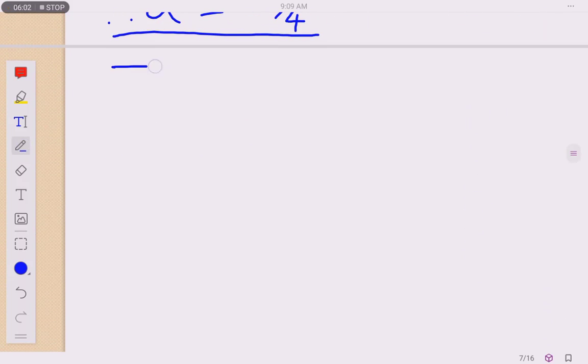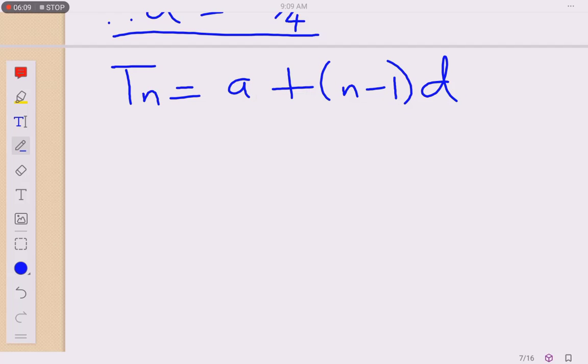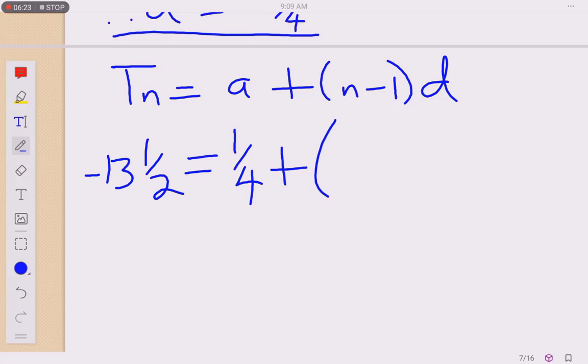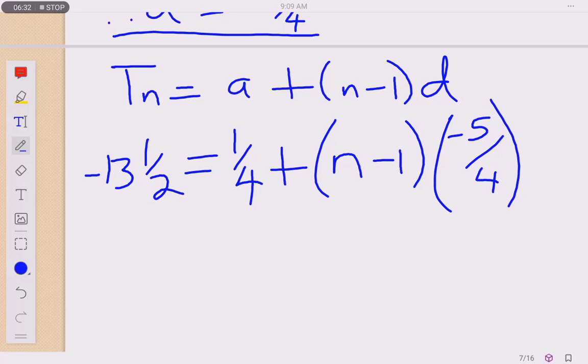Our formula is Tn = A + (n - 1)D. Let's substitute what we have. We have our Tn, which is -13.5, equal to our A, which we said our first term is 1/4, plus our n we don't know, so we have (n - 1) times our common difference, which is -5/4. Okay, so this is what we have.